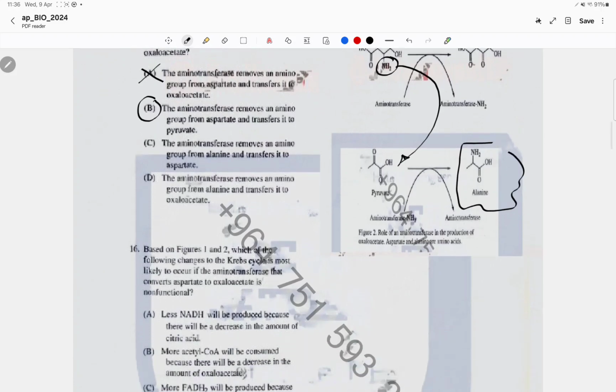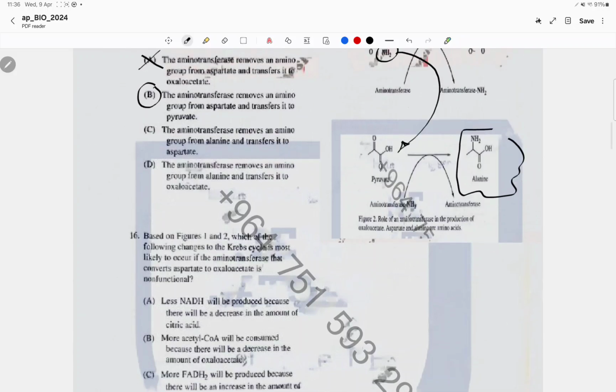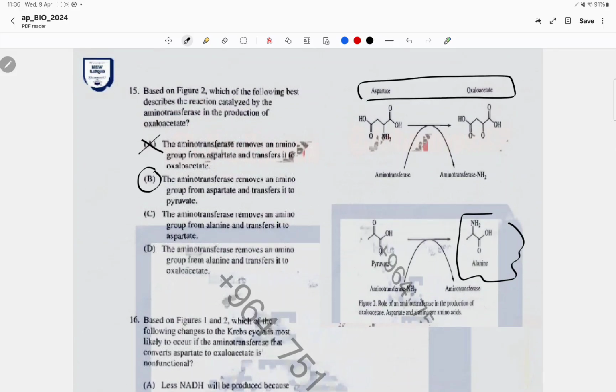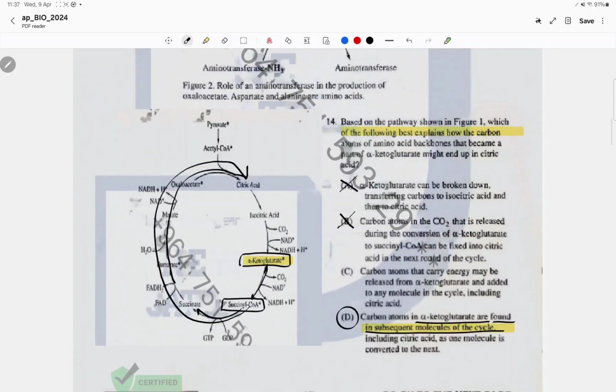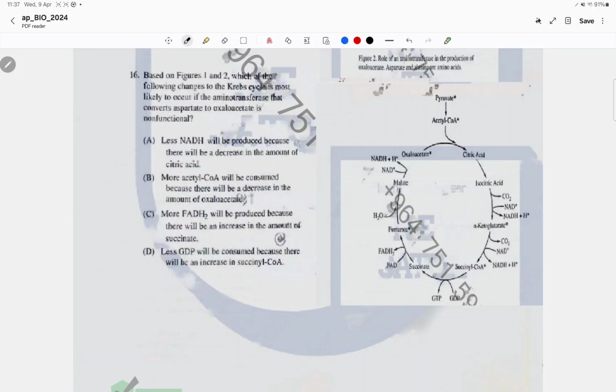16. Based on figure 1 and 2, which of the following changes to the Krebs cycle is most likely to occur if the aminotransferase that converts aspartate to oxaloacetate is non-functional? So if you don't convert aspartate to oxaloacetate, what is going to happen? Let's go back to figure 1 and see what happens with oxaloacetate. If we look back at figure 1, which is this one, let me just copy it. If you don't get to make oxaloacetate, then this step will be stopped. And if this step is stopped, are you going to be able to make citric acid like before? No. Okay. So it's going to be choice A.